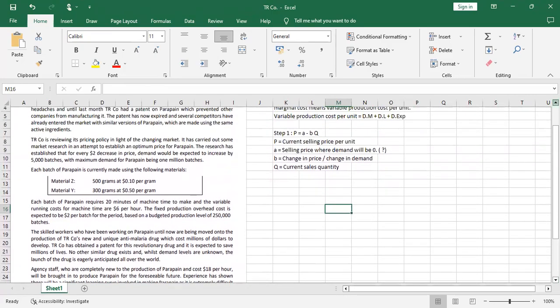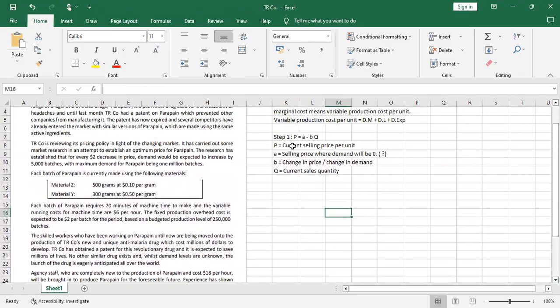In step number one, suppose if any value like P or Q, whatever the value is not provided, then you will treat this value as 0. If value is not provided in the question, either for P or for Q, then you will use 0 at this place. This is the step number one.